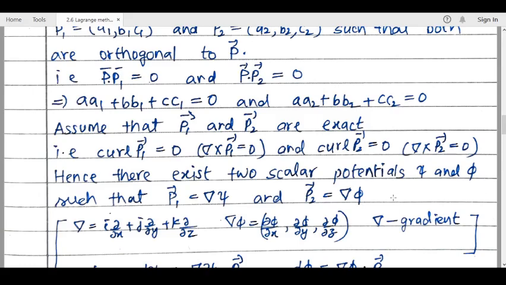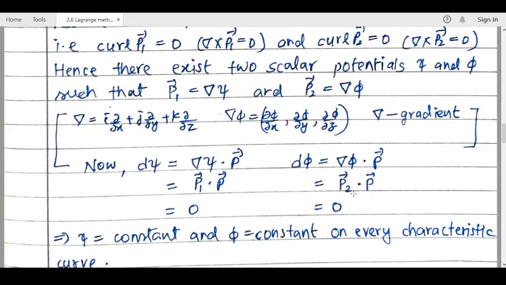Since P1 and P2 are exact, corresponding to P1 we can find a scalar function psi whose gradient is P1. Since P2 is exact, we can find a scalar potential phi whose gradient is P2. These theories you have studied in your degree classes, and we have also studied the methods to find phi and psi. Here also we have to adopt those methods and find psi and phi like this.